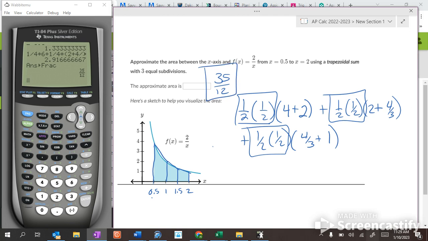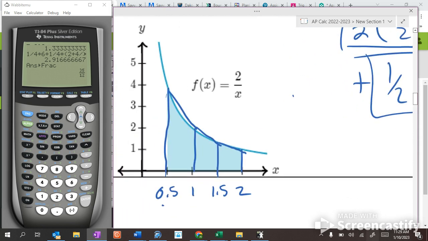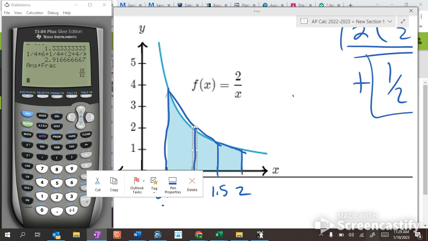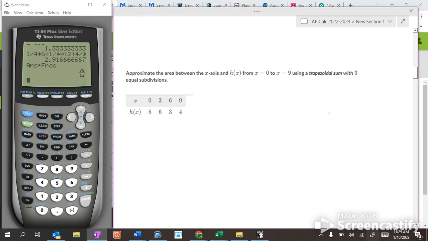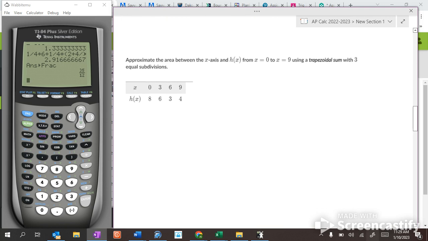Okay? Now, would that be an overestimate or an underestimate? Overestimate, because the actual curve slides underneath that line just slightly. Okay? We talked about overestimates and underestimates last time. Here's a trapezoidal sum where we don't even have a graph. How do we figure this out?